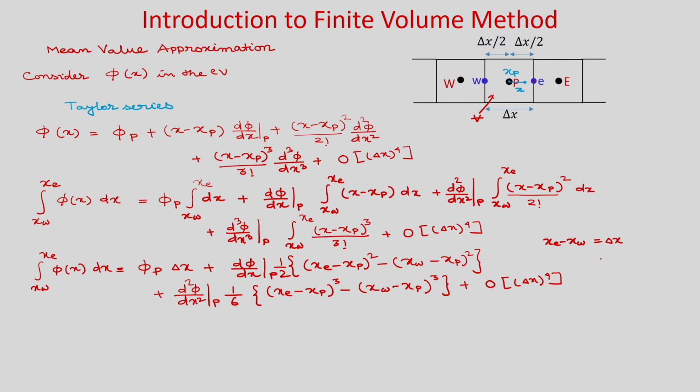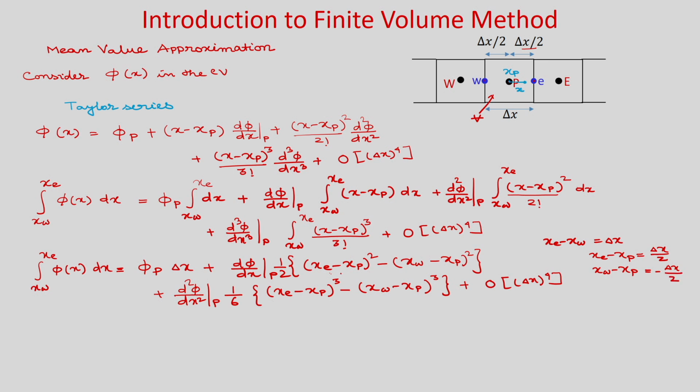So, if you see the distance between this x c and x p, what we are writing here. So, x c minus x p is delta x by 2, okay. This is the delta x by 2, and x w minus x p, okay, x w minus x p. So, it will be obviously minus delta x by 2, because from p it is going in this direction. So, it will be minus delta x by 2.